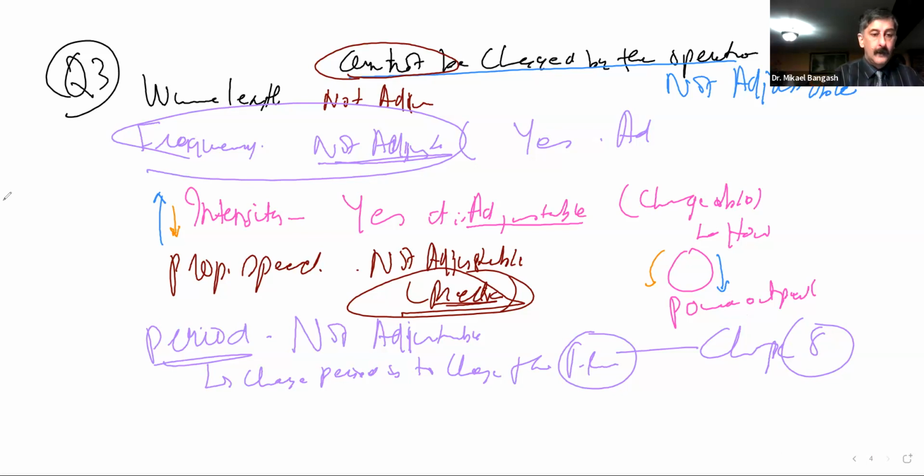Now the next one is going to be where we say power. Now, just the very same as your intensity, it is adjustable.